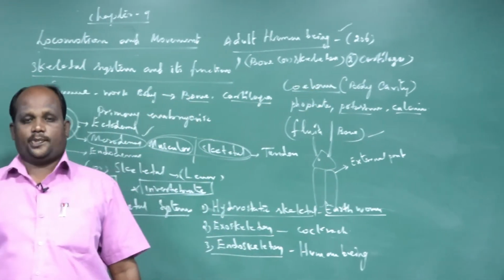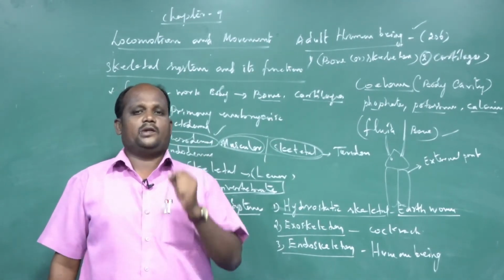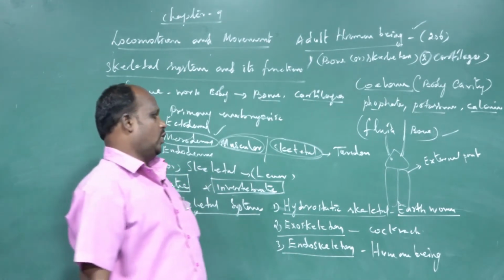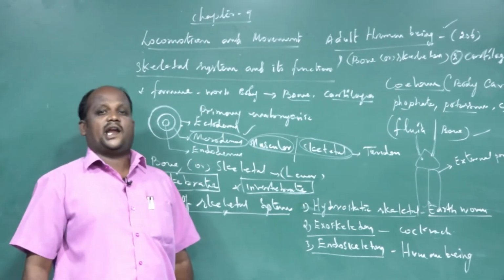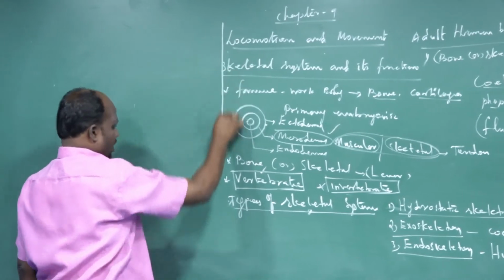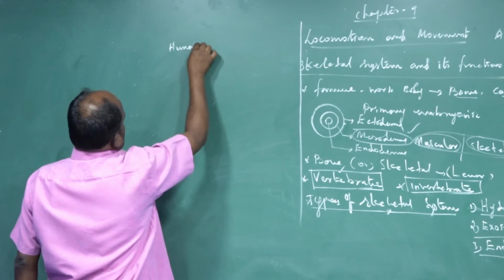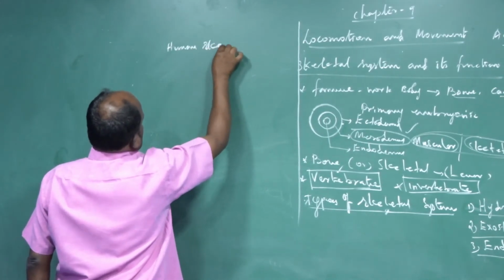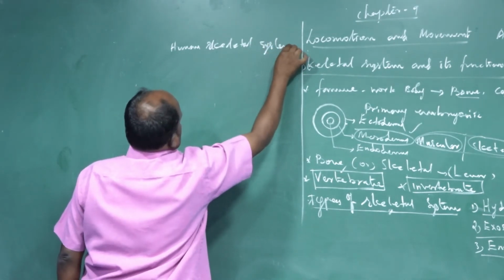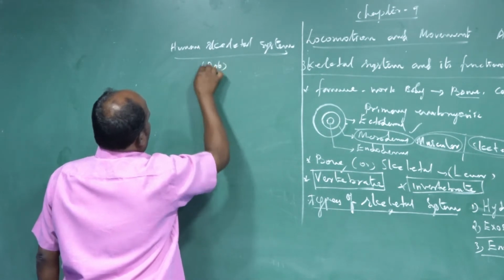So the adult human body may present 206 bones and cartilages. That 206 bones we are going to classify into two categories. How many categories? Two categories. One is the axial skeleton, second one is the appendicular skeleton. The human skeletal system has exactly 206 bones.